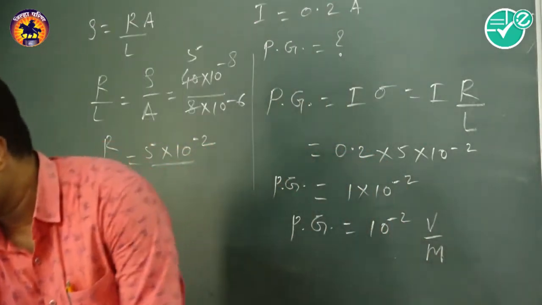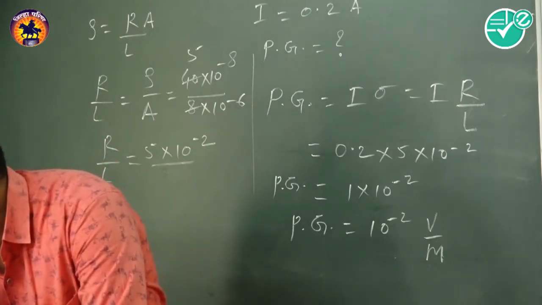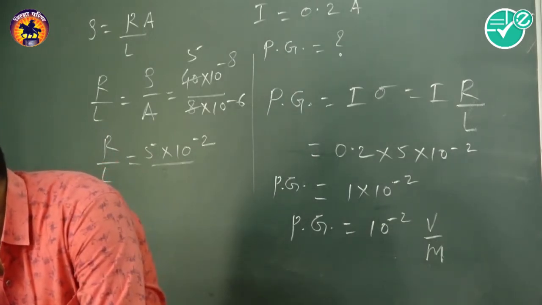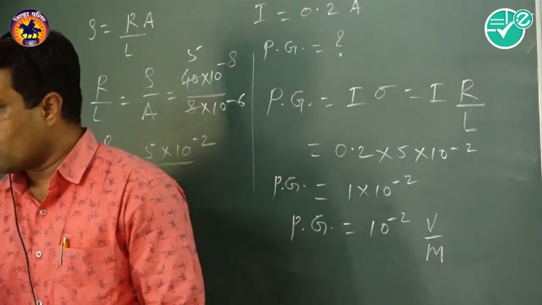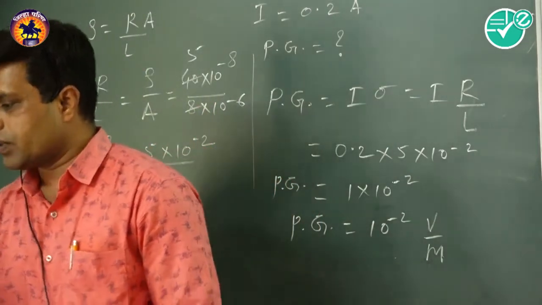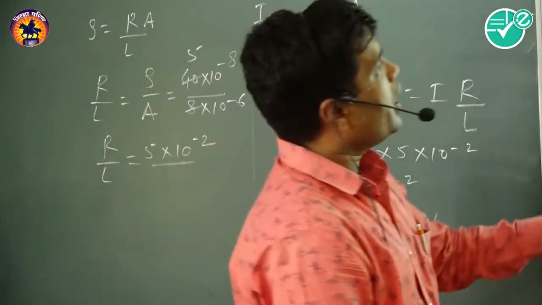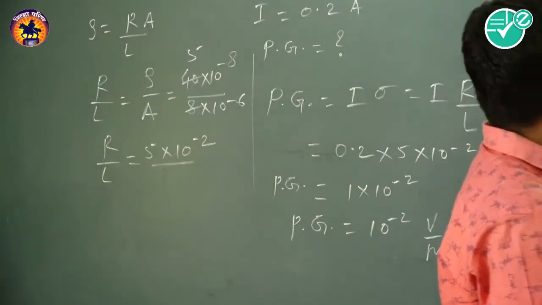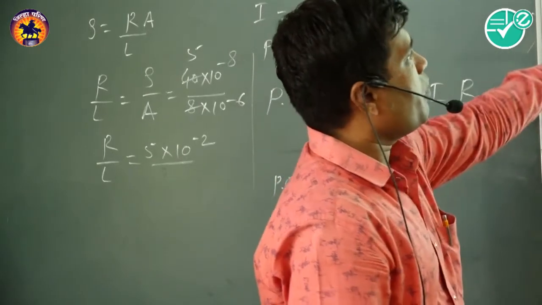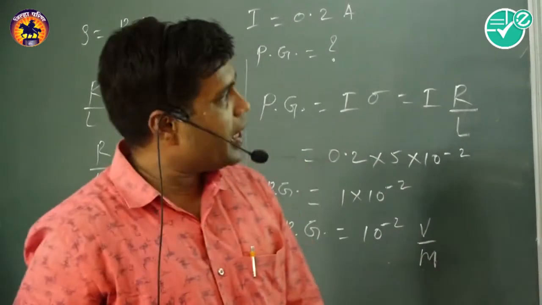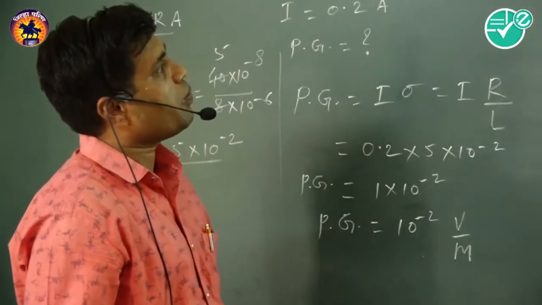What is asked in question number 55 is that a potentiometer wire is 10 meter long and has a resistance of 2 ohm per meter, is connected in series with a battery of EMF 3 volt and a resistance of 10 ohm. The potential gradient along the wire in volt per centimeter. So it is question number 55. In a similar way as we have solved the earlier question, we can solve this problem also.